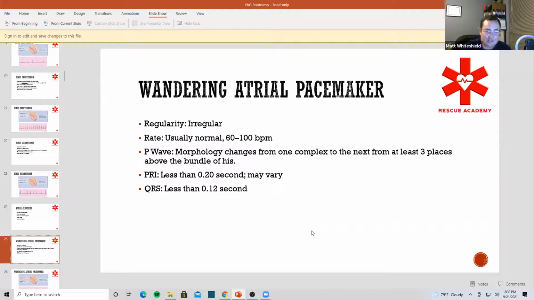So it's irregular, and you're gonna see why it's irregular here in a second. So 60 to 100, just like normal sinus rhythm, but it says that there's a morphology change from one complex to the next with regards to the P wave, just P wave, okay? At least 3 places above the bundle of His. Now, I'm gonna explain that here in a second. PRI is still less than 0.2, QRS is still narrow.